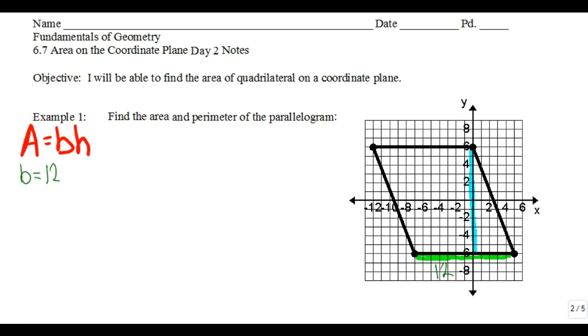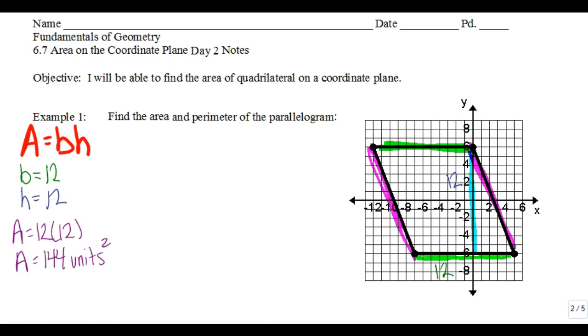Our base is 12 units. Our height is also 12 units. So to find the area, we just multiply. Our area is 144 square units. To find the perimeter, we need to add all the sides. We know two of the sides. We need to figure out the sides that are slanted.